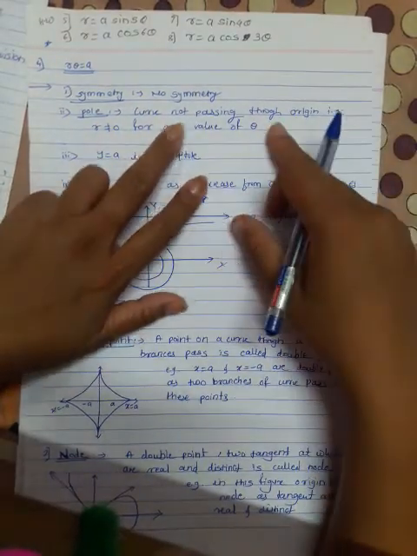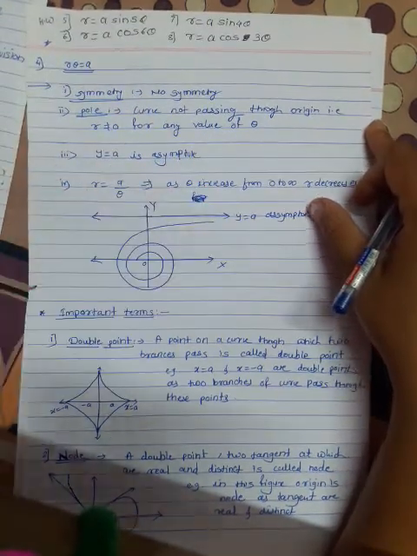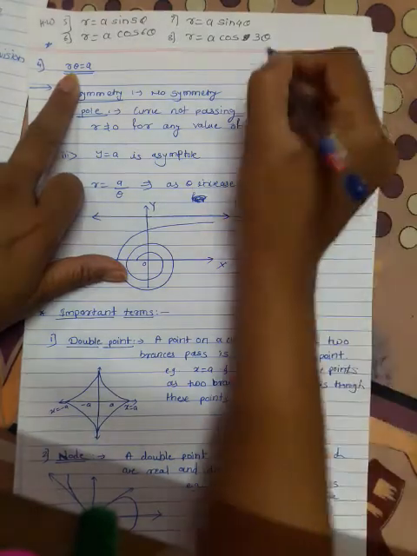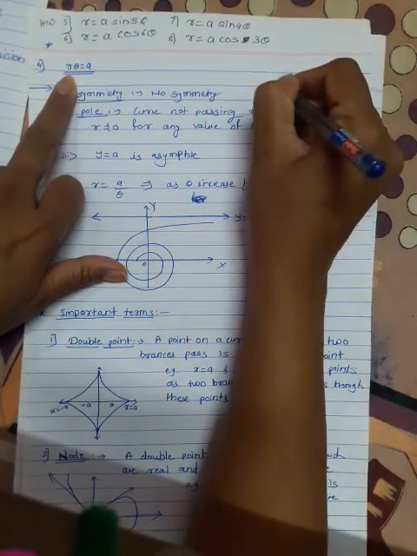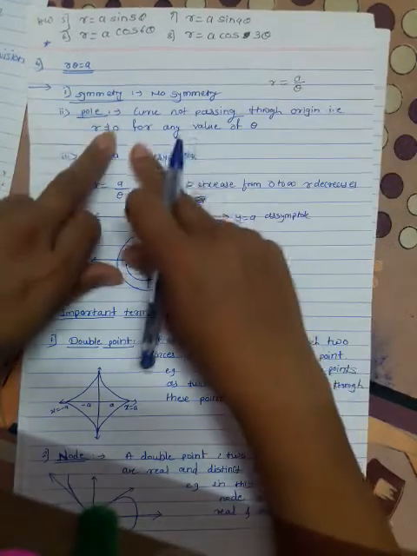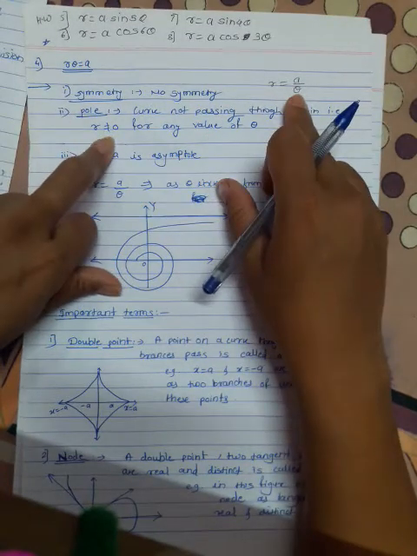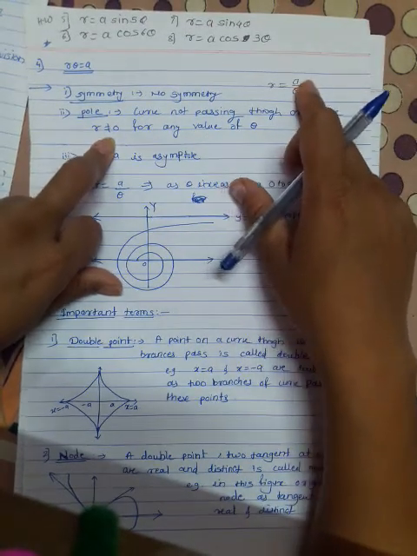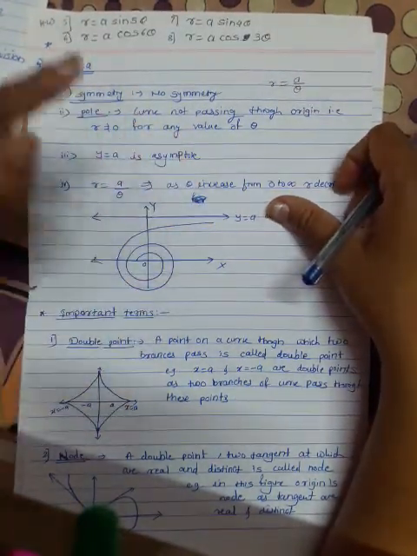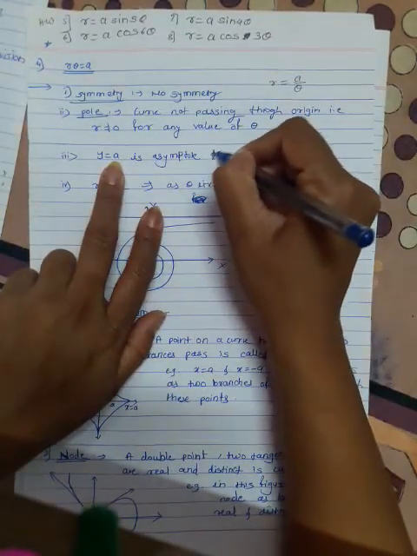Pole: the curve is not passing through the origin, that is, r is not equal to 0 for any value of theta. If r is equal to a upon theta, for any value of theta r is not equal to 0, because for r to be 0 the numerator should be 0, and the numerator is not equal to 0. That's why the curve is not passing through the pole, meaning the origin or center of the curve. Remember this, it has some theory.